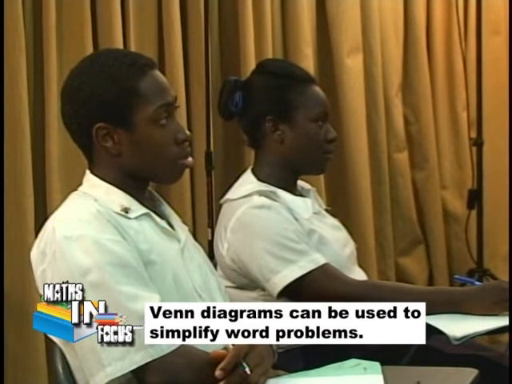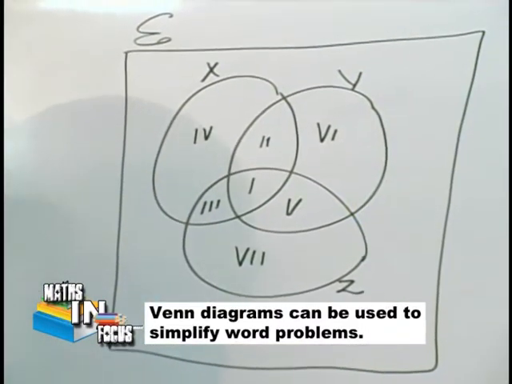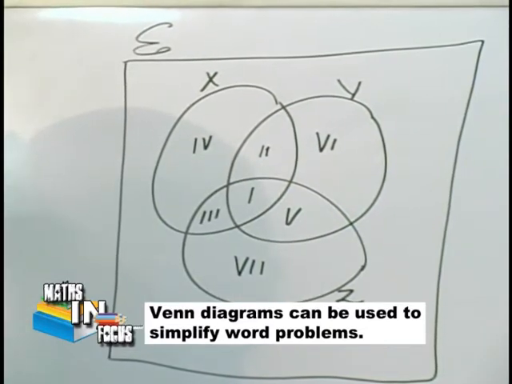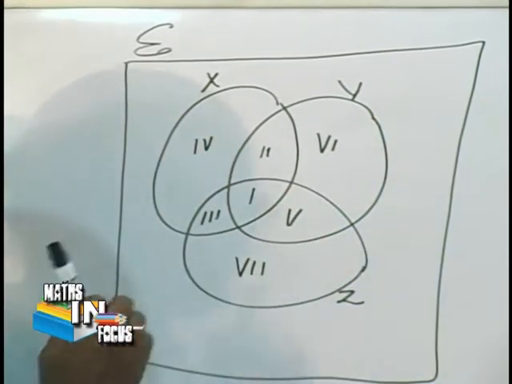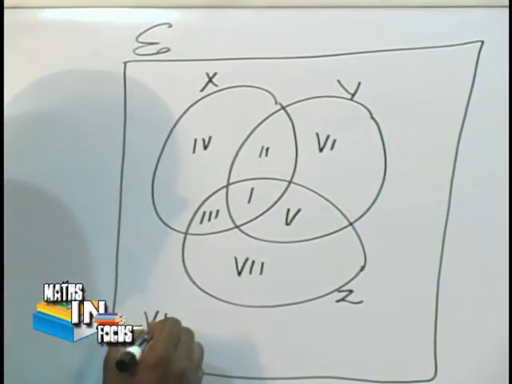Are we finished identifying all the regions in the Venn diagram? No. Which region is missing? X union Y union Z complement, and that would be out here. So we'll call that region 8.